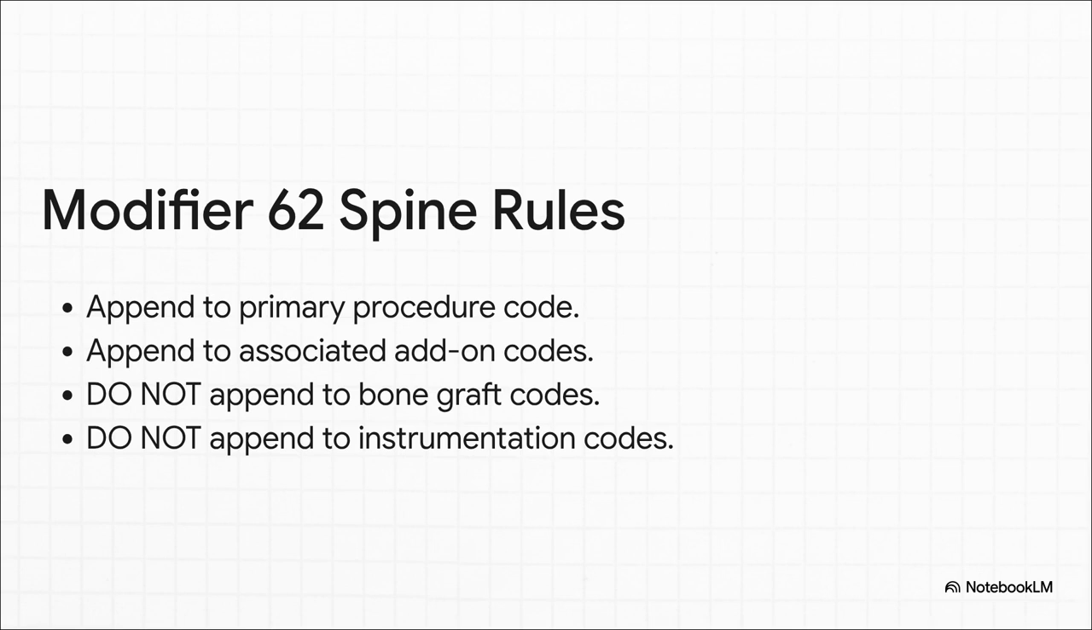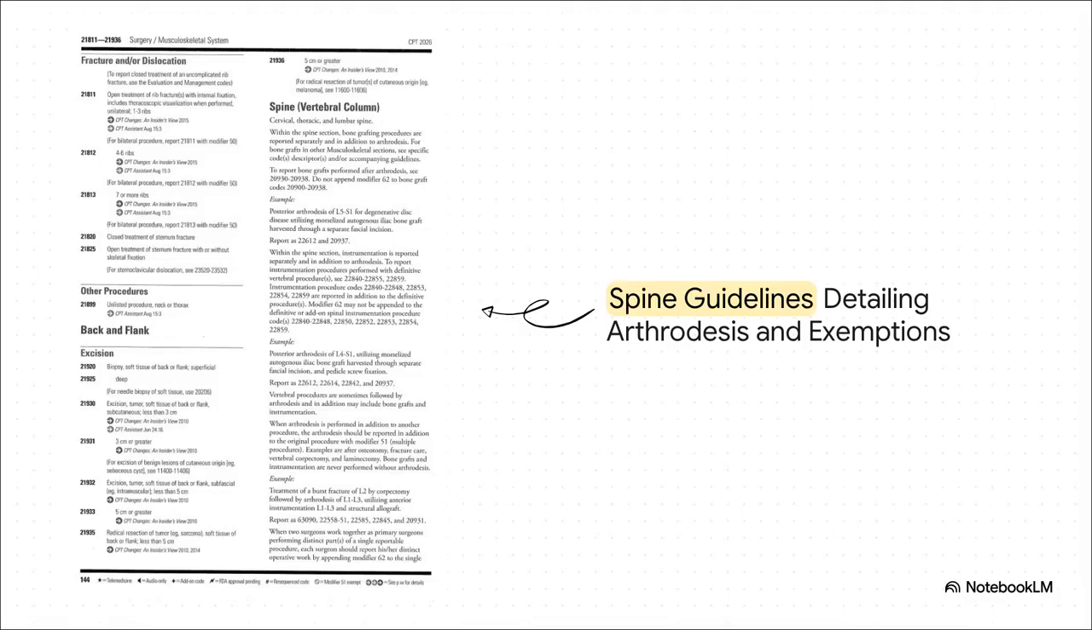You never append modifier 62 to the bone graft codes, and you never append it to the spinal instrumentation codes. No exceptions. You can actually see these explicit co-surgeon instructions printed right here in the text of the spine guidelines, just before the arthrodesis codes. It lays it all out. The rules even give you clear examples of how Surgeon A and Surgeon B should code their respective parts of the surgery. So always rely on these detailed section guidelines to make sure neither surgeon accidentally miscodes their distinct operative work during a complex fusion.